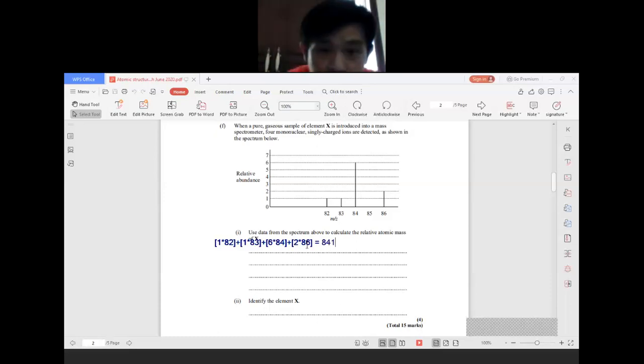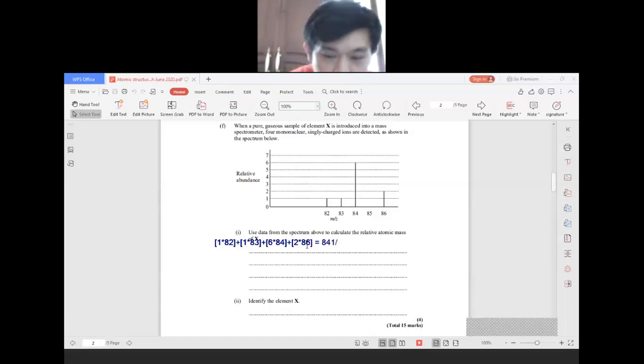And then this 841 should be divided by 10. Why is it 10? Because based on the relative abundance, this is 1 plus 1, 2, plus 6, 8. 8 plus 2, 10. So the relative atomic mass of the element X is 84.1.